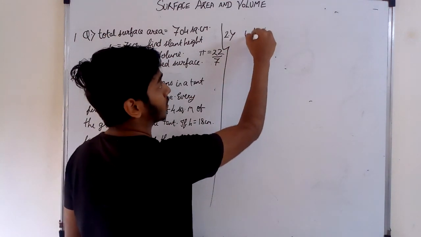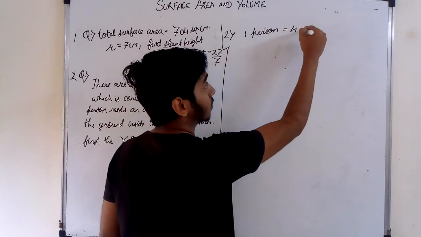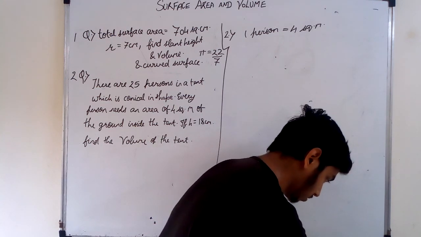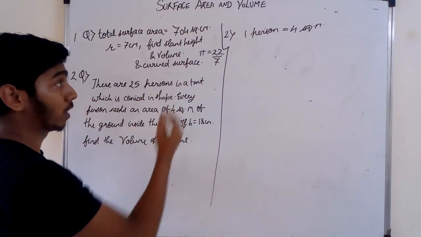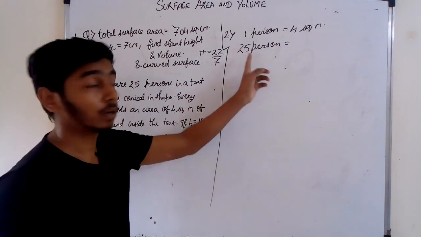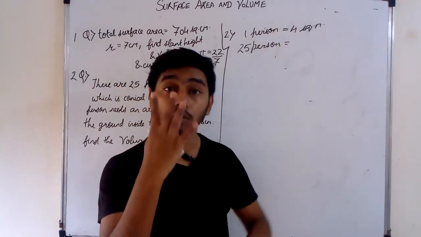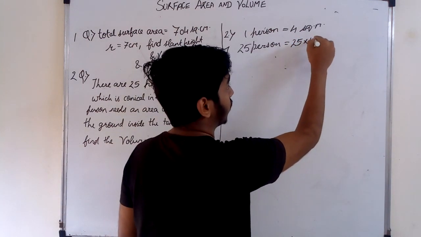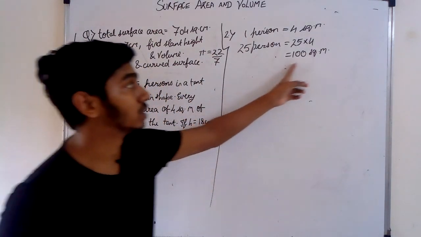So we can say one person requires 4 square meter. Therefore for 25 people, it will be 25 into 4. Yes or no? Because if you think about this, one chocolate is for 3 rupees, or let's say one chocolate is for 4 rupees. So 25 chocolates will be 25 into 4. That's why this will be 25 into 4, which is equal to 100 square meter. Correct? So this is what we get.